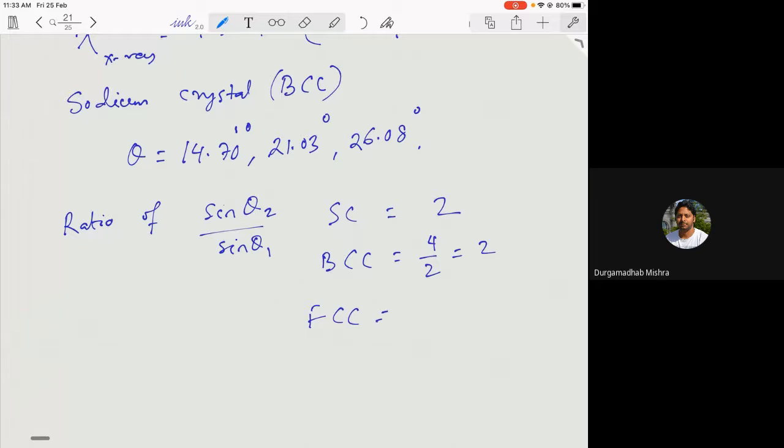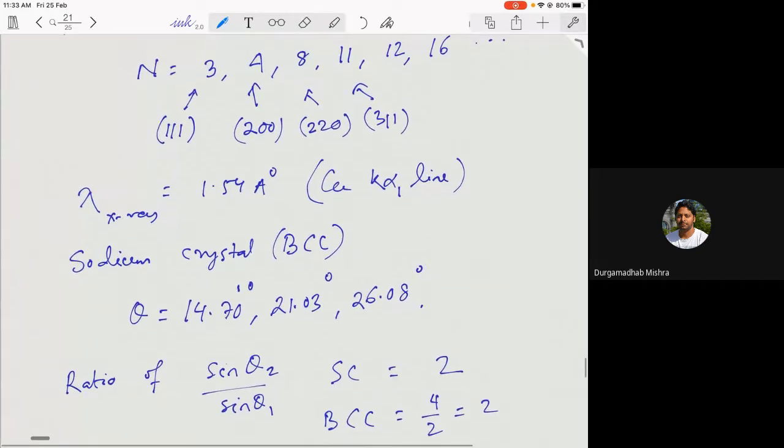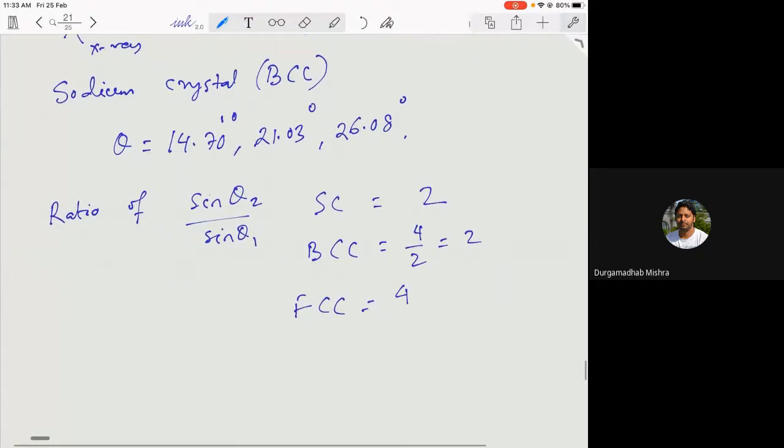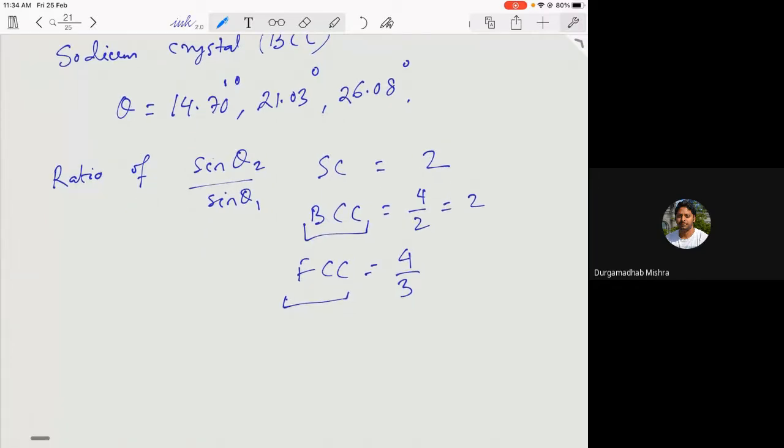Now for FCC, this value is different. N is 3 first, and the second is 4. So this ratio would be 4 by 3. This is a way of distinguishing from the diffraction measurement. You can clearly say whether your crystal is FCC or BCC. If you perform an X-ray diffraction experiment, you find out the theta values where you observe the peaks. Now you take the ratio of at least the first two, and if that comes out to be 4 by 3, you immediately say it is FCC. If it is not 4 by 3, then you will say it is BCC or simple cubic. But again, you cannot really distinguish between BCC and simple cubic from this method.